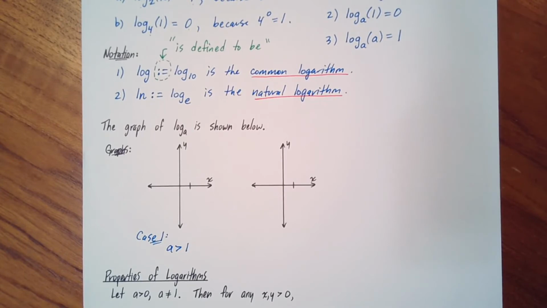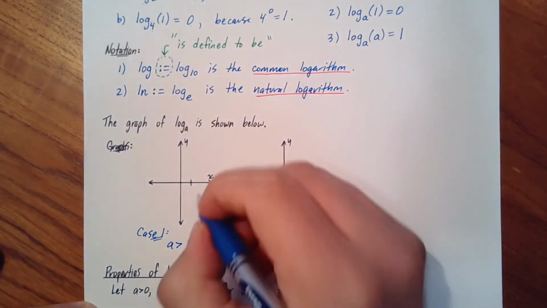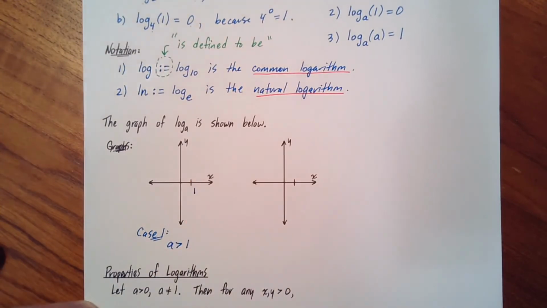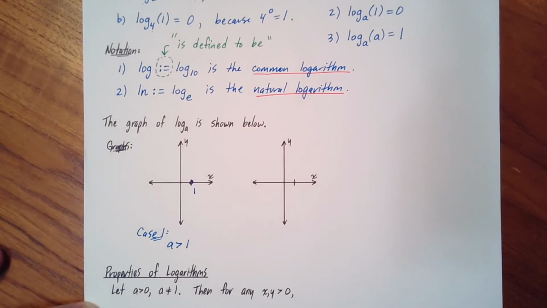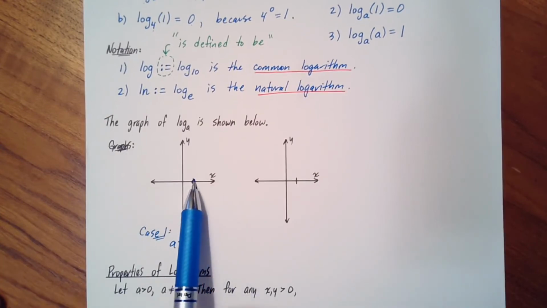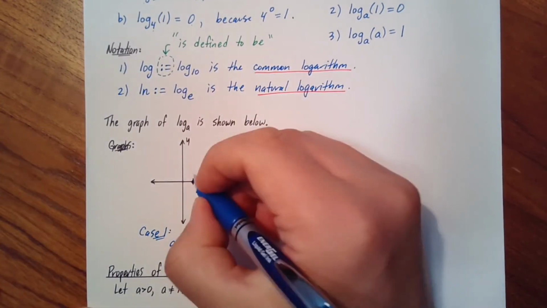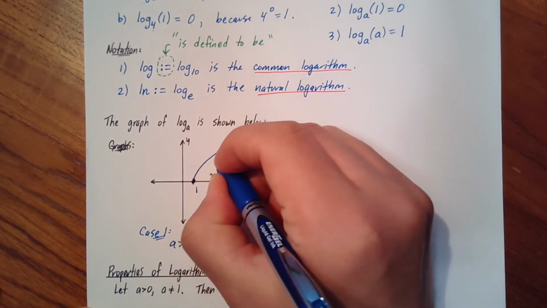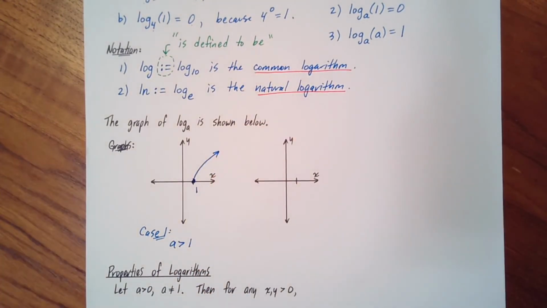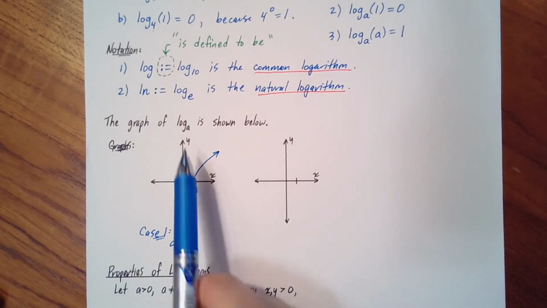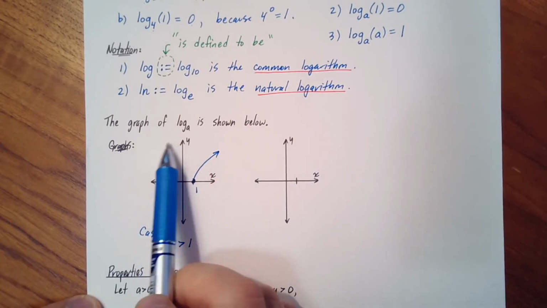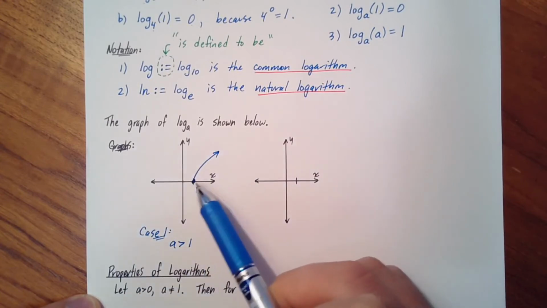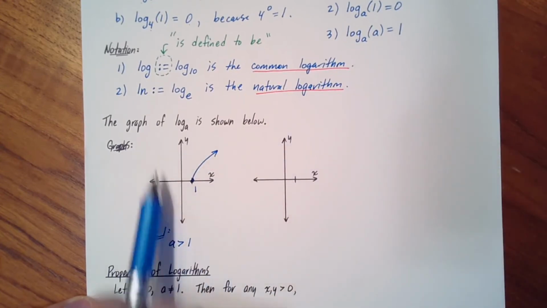Okay, so in the case where a is greater than 1, the graph is always going to go through the x-axis at the point x equals 1. And then as the x values increase, the graph of this function goes upward and it kind of arcs over to the right. But it still grows arbitrarily high. It doesn't curve over and hit an asymptote or get bounded at any point. If you draw any horizontal line, this curve will eventually punch through it, no matter how high you draw the horizontal line.